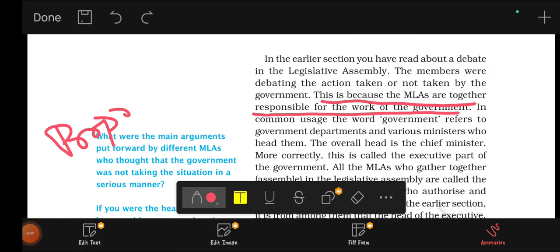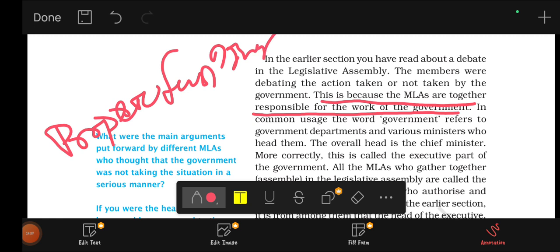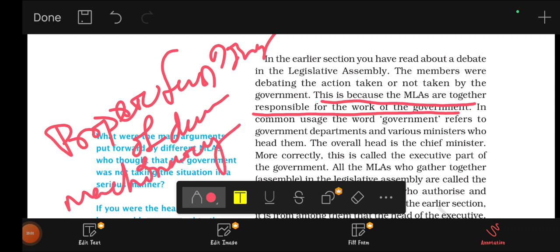Sorry for whatever happened. So for proper functioning of democratic machinery, what we need is a government plus opposition, that too a strong opposition.